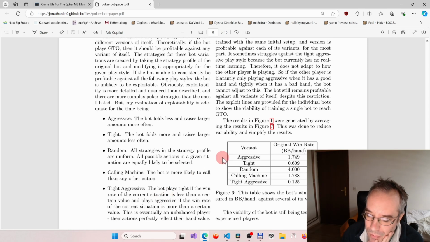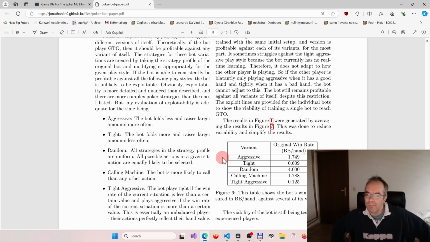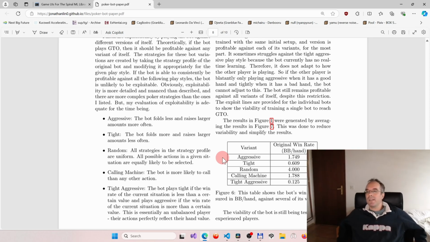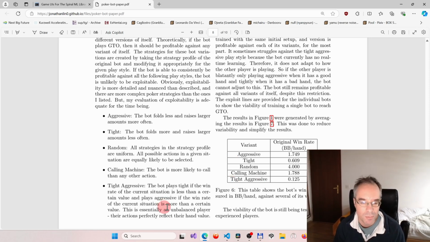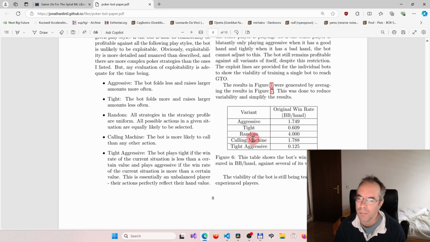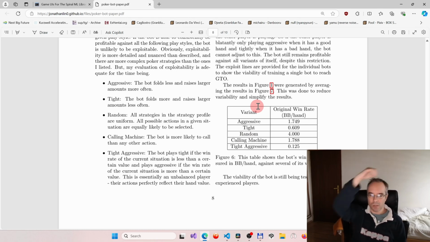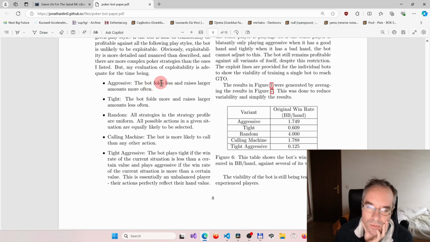Why don't we do everything according to schedule? We cannot really. I don't know how to make this tight aggressive player even with this description because I don't know what the exact rules are. But we could very easily just implement a calling machine or an aggressive player which just raises or calls. Let's see what he says. The bot folds less and calls larger. Oh, so he does fold.